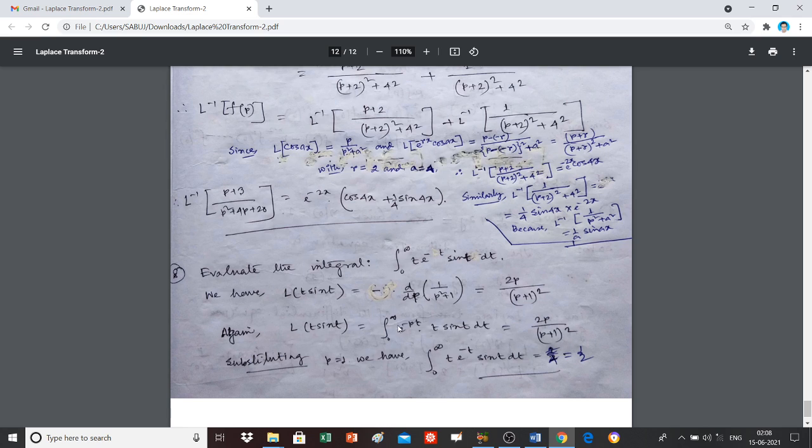Now compare this term and this term. In this case p is equal to 1, so if you substitute p = 1 in this relation, the result is 2 times 1 divided by (1 + 1) squared, which gives you 2 by 4. So the integral from 0 to infinity of t e^(-t) sin t dt is equal to 1/2. So this integral is computed very easily using the Laplace transform.